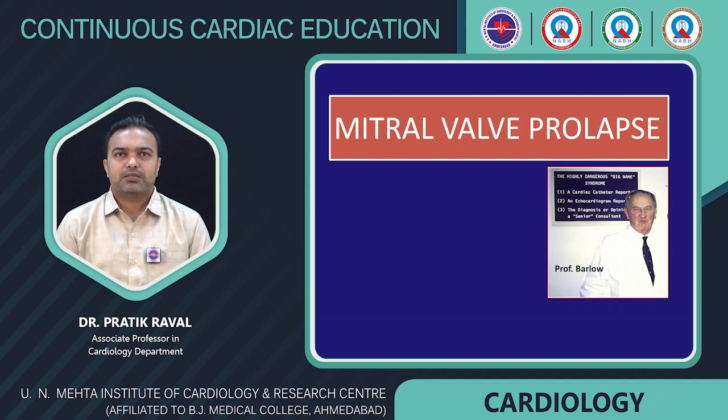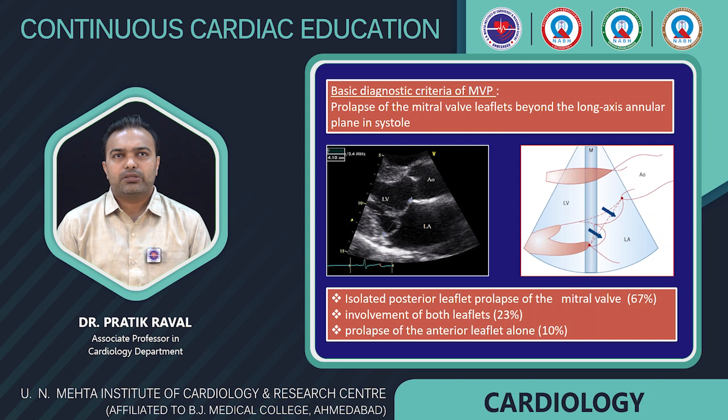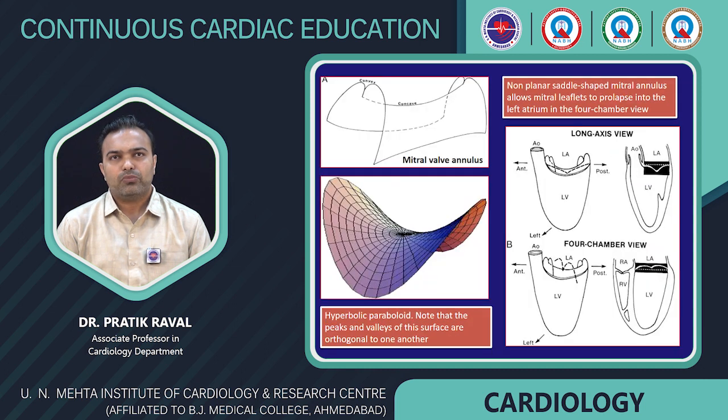So we will briefly discuss some of these mechanisms. MVP is one of the common causes of mitral regurgitation, and MVP results from prolapse of one or both mitral leaflets beyond the plane of the annulus in the parasternal long axis view. Most often there is isolated prolapse of the PMVL, but in some cases there is prolapse of both the leaflets. To understand MVP, it is very imperative to know the anatomy of the mitral annulus.